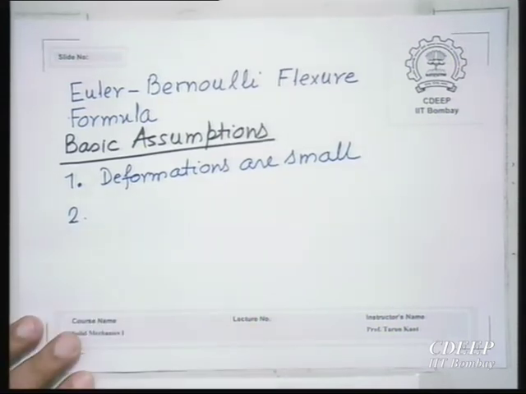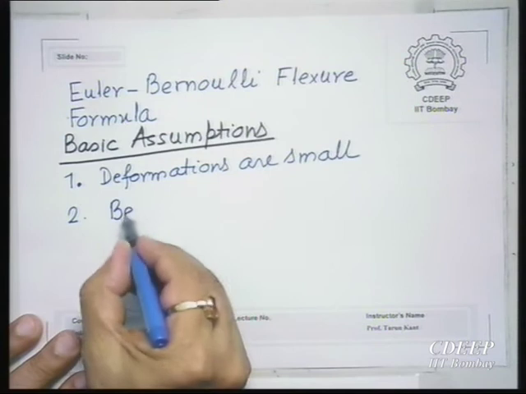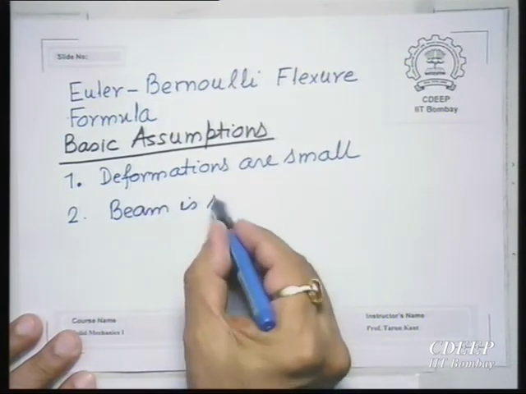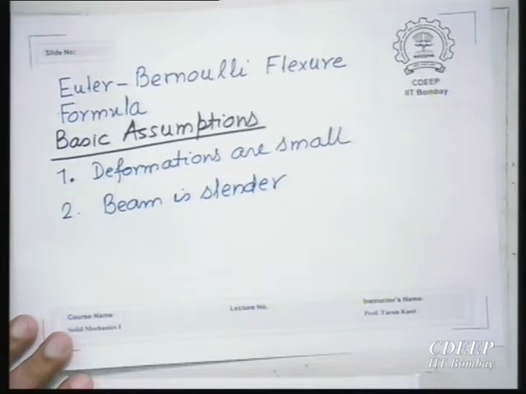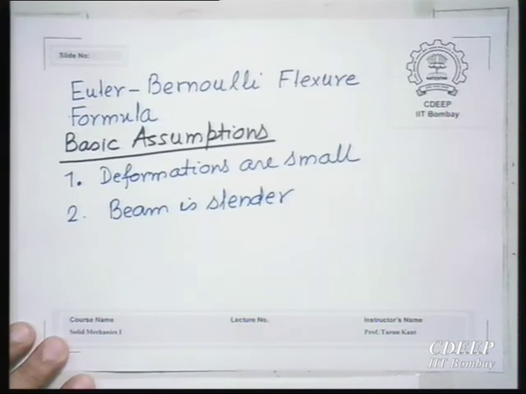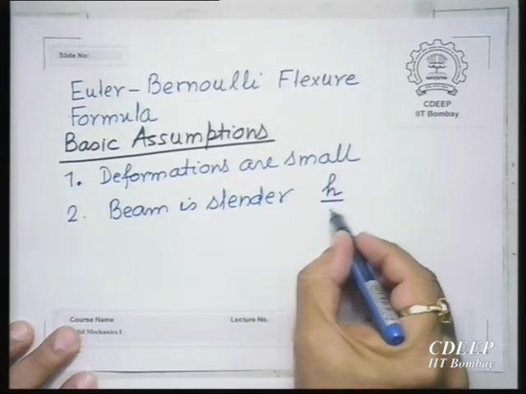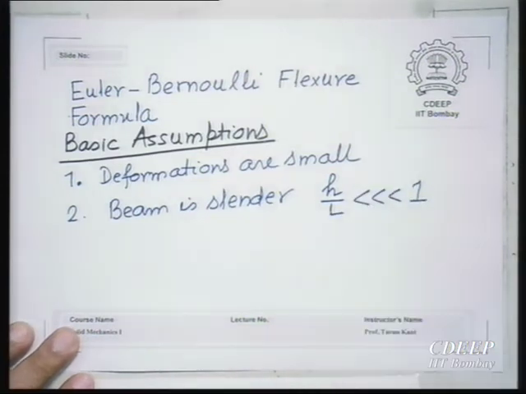Two, coming to the beam. The beam is slender. If you don't consider it slender, then whatever we have discussed is not true. We cannot make assumptions like that. Slender means that h by L is small compared to unity. That is the meaning of slenderness.